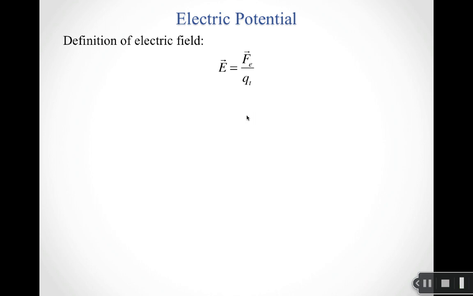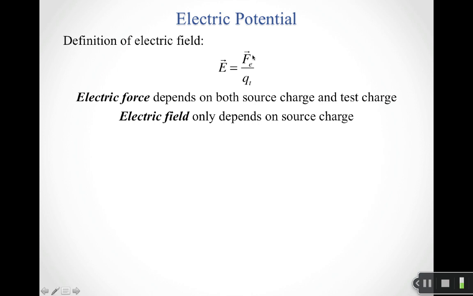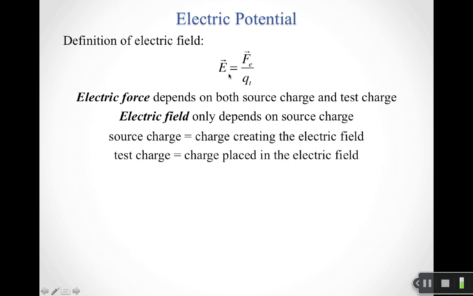And we said, what we did with the electric field was we said there's this quantity called the electric force, and the electric force depends on both a source charge and a test charge. It depends on two charges. If I get rid of the impact of the test charge, then I'm left with the electric field that only depends on the source charge. So just to be clear about what we're defining, the source charge is another way of saying the charge that's creating the electric field, and the test charge is the charge that I'm placing into that electric field. So the electric force depends on two charges, both source and test. The electric field just depends on one.